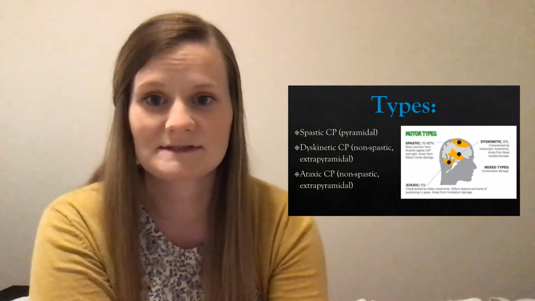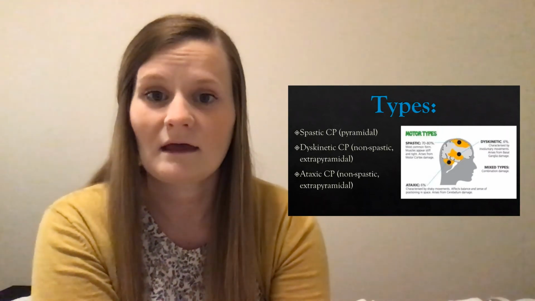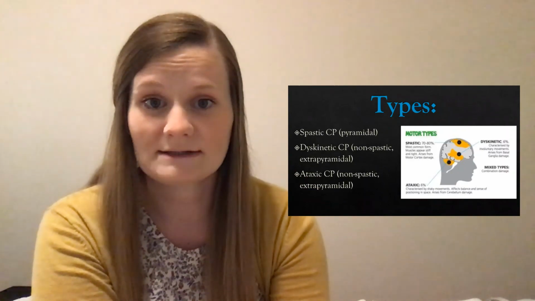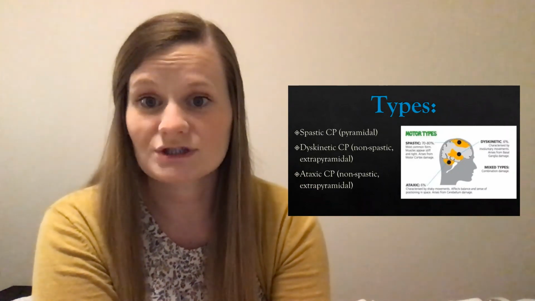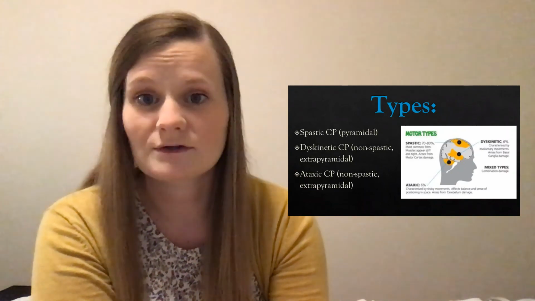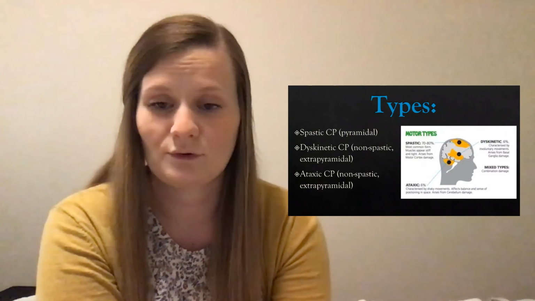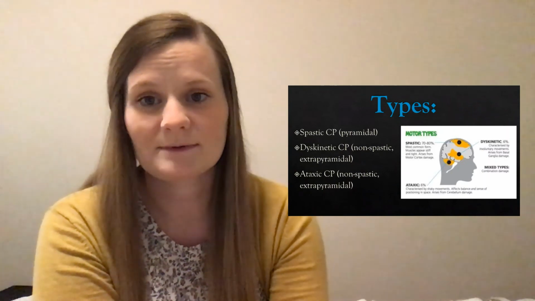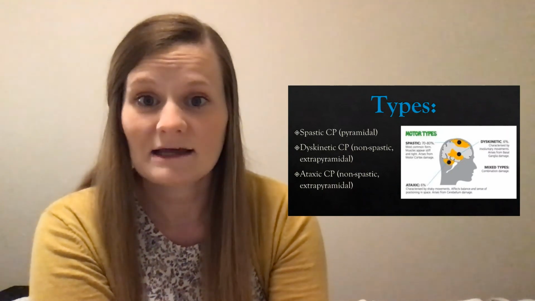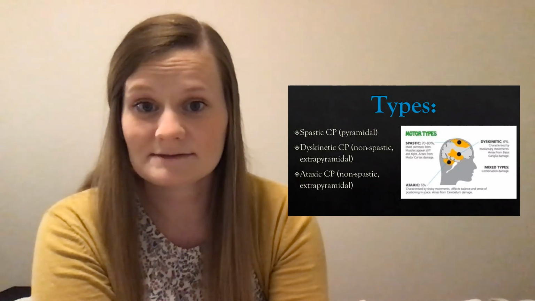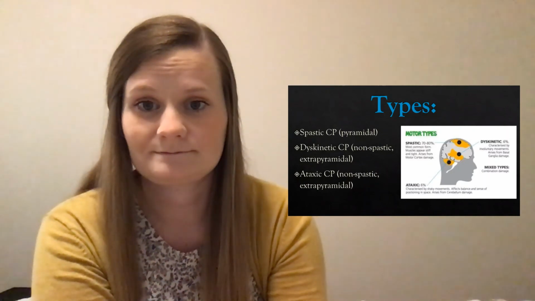The second type of CP is dyskinetic. They will have involuntary movements, dystonia, which is random, slow, uncontrollable movements, and chorea, which is random dance-like movements. The third type of CP is ataxia. They will have uncoordinated, shaky movements and poor balance.